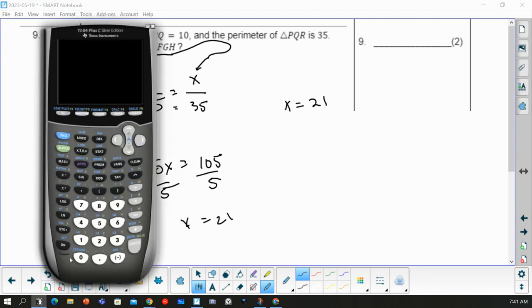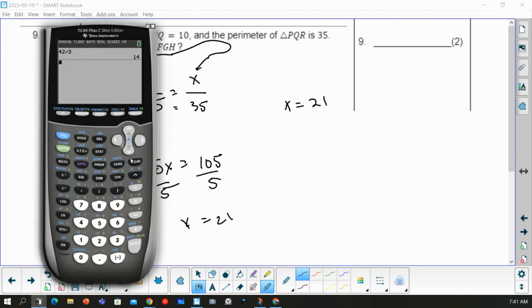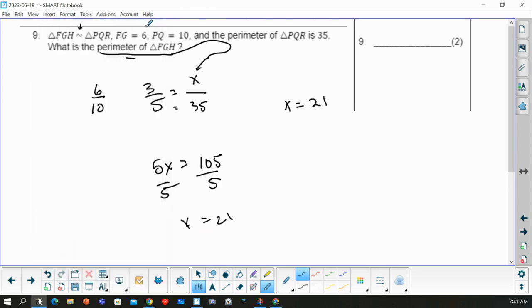Let me just double check that real quick. Turn my calculator on. And we had 3 times 35, just make sure that really is 105. 35 times 3, 105, then divided by 5, 21. There we go. All right, so the answer is 21 is the perimeter of FGH, and that's the answer to problem number 9.